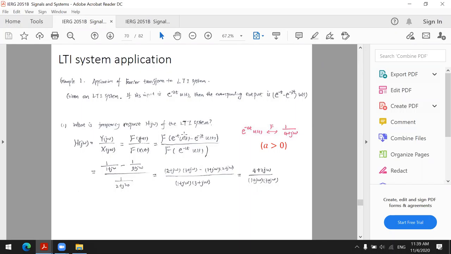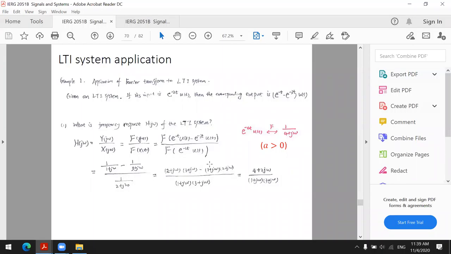For Y, it has two terms. The first term, applying this property when A equals one, is one over one plus j omega. The second term, A equals three, so it's one over three plus j omega. On the denominator, applying this property to exponential minus two t u of t, it is one divided by two plus j omega. And we can simplify it by flipping the two plus j omega onto the numerator, and then putting the one plus j omega, three plus j omega on the denominator. So for the first term, we need to multiply an additional three plus j omega on the numerator. For the second term, we need to apply an additional one plus j omega on the numerator.